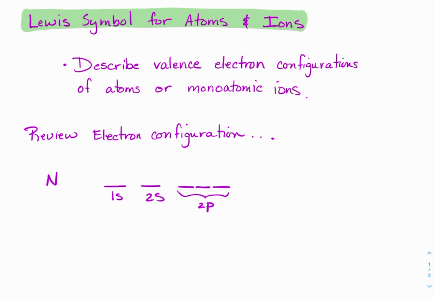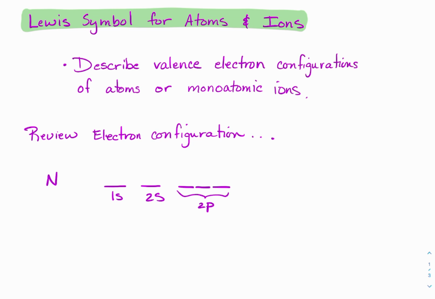In this video, we're going to look at Lewis symbols for atoms and ions. So what is a Lewis symbol? This essentially describes the valence electron configurations around an atom or an ion that happens to be monoatomic. Before we can do this, we do need to review electron configuration in order to be able to draw a Lewis symbol of an atom or ion.